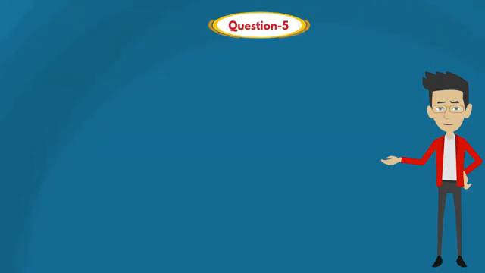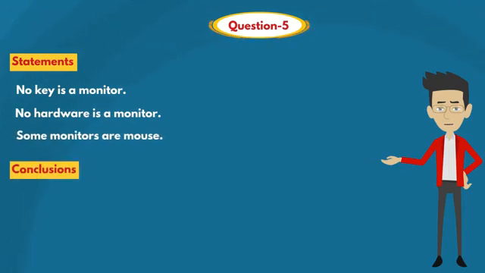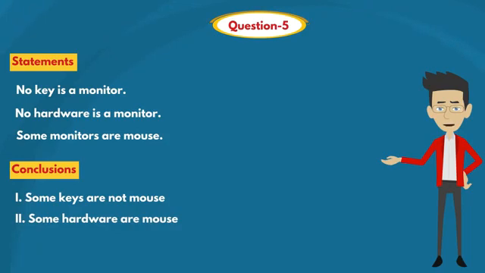Question number 5. Statements. No key is a monitor. No hardware is a monitor. Some monitors are mouse. Conclusions. Conclusion 1. Some keys are not mouse. Conclusion 2. Some hardware are mouse.